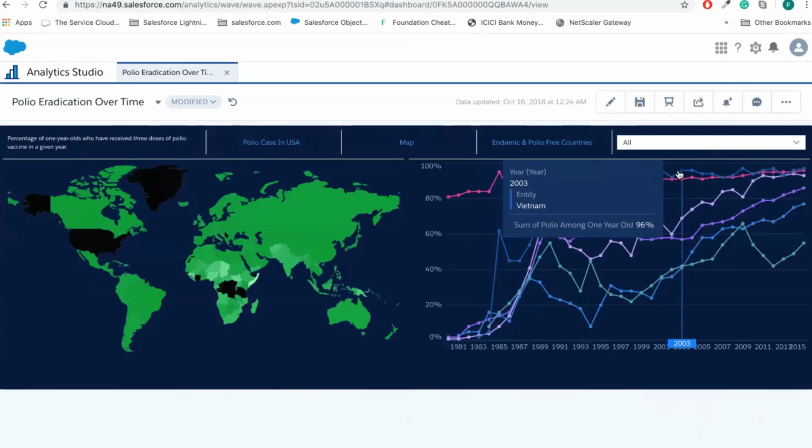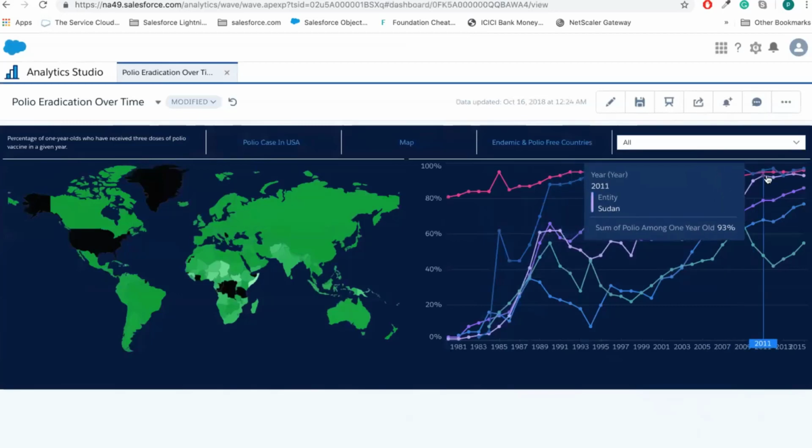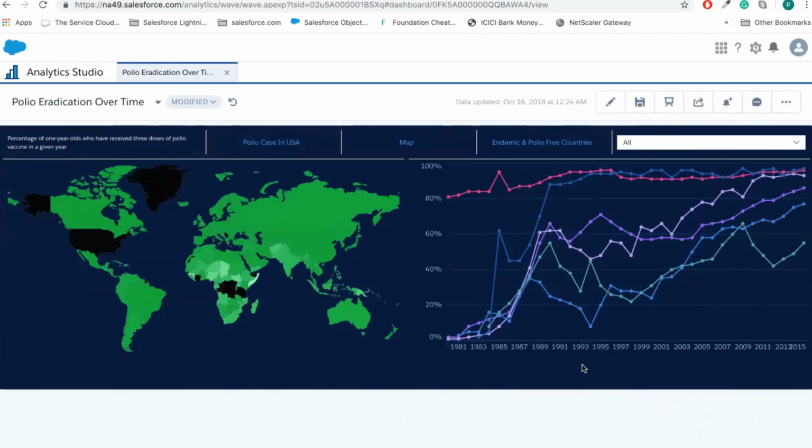And then, yes, the vaccination push was the biggest boost for making sure that polio is eradicated in these countries. And you can see that over time, still on Vietnam, if I go over to 2015, I see that there were 97% of kids who were administered polio vaccines. So this is what I wanted to show with this particular dashboard. This is a story, I want to say.